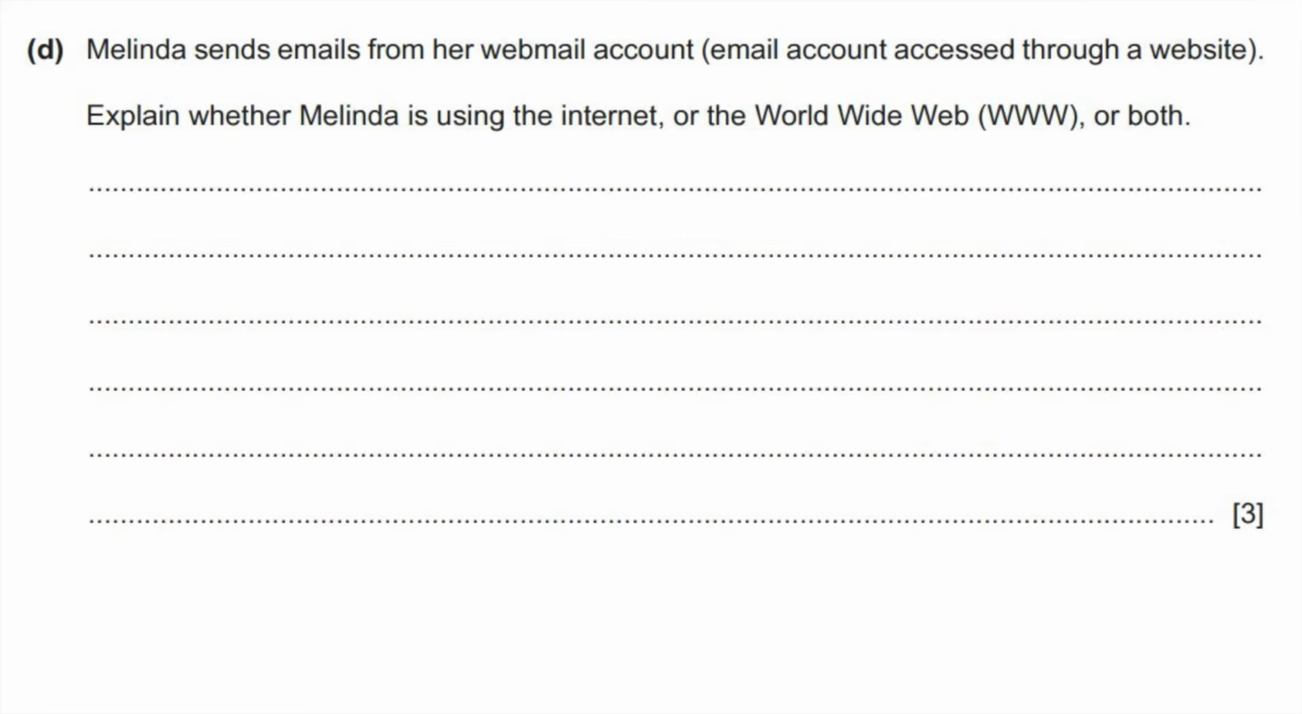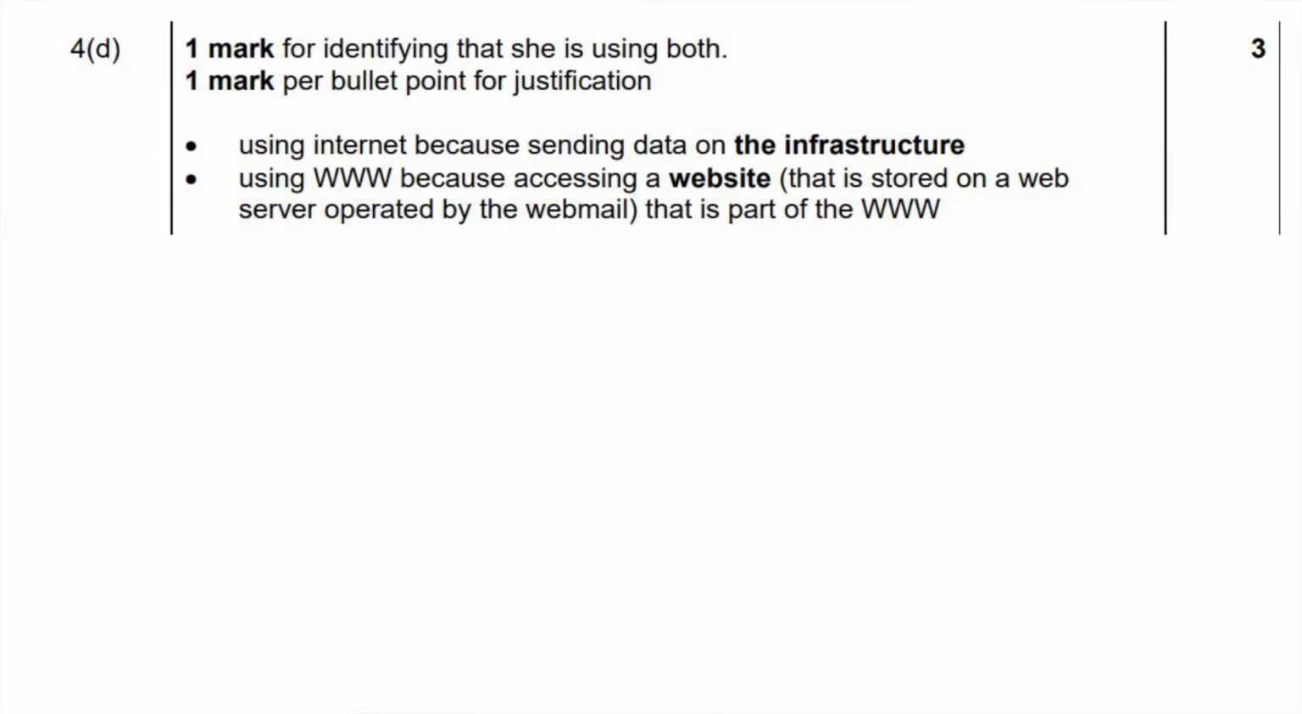Now let's take a look at an A-level question. Melinda sends emails from her webmail account, which is an email account accessed through a website. Explain whether Melinda is using the internet or the World Wide Web or both. So the answer here is that she's actually using both. She's using the internet because she's sending data on the infrastructure of the internet. She's using the World Wide Web because she's accessing a website. So really, she is using both.